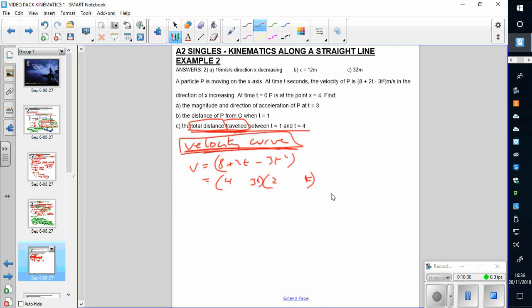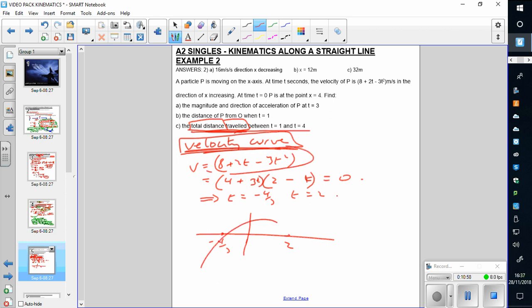So 3t, and we've got plus and minus. Okay, so therefore, if we set that equal to 0, that will tell me when it crosses the t-axis. So that's minus 4 by 3, and t is 2, which means I can draw this now. It's a quadratic and it's a negative 1, so it's going to do that. And I'm looking at it, distance between 1 and 4. So 1 is here, and 4 is here.